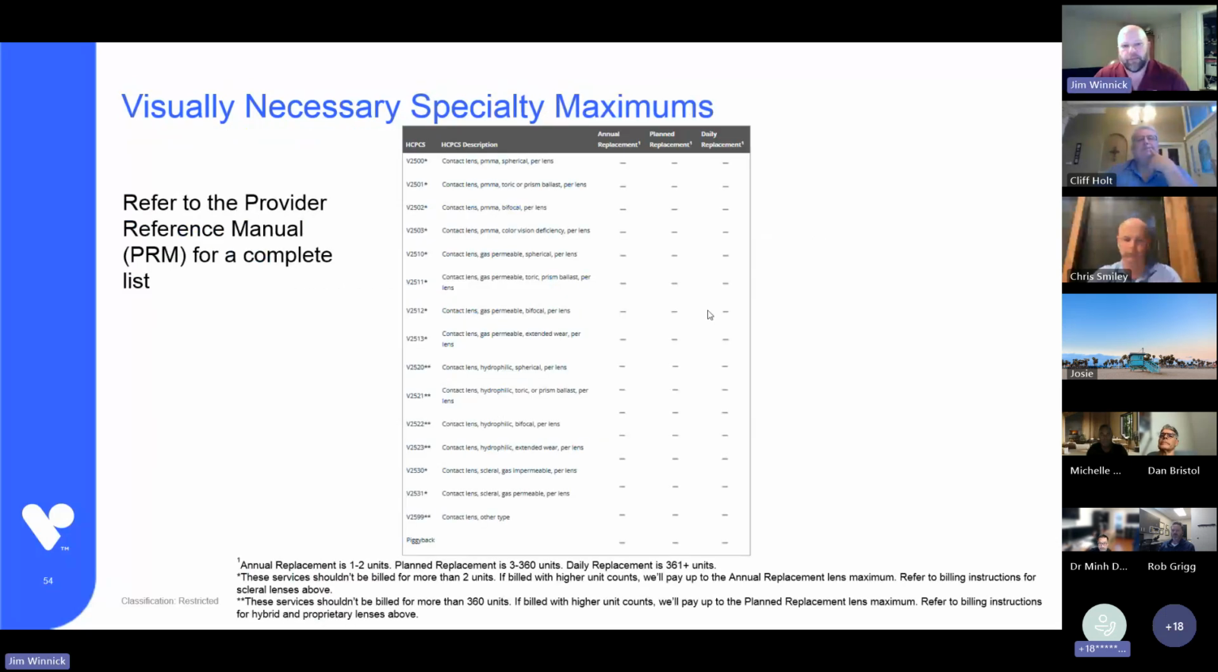This is the basic table of the visually necessary specialty maximums. It's the same exact table as you saw before, except the numbers are going to be different. So the advice from this presentation is, if you haven't already, you're going to be printing 3 things from the manual. You're going to be printing this visually necessary specialty maximums. You're going to print the visually necessary base and covered contact lens maximums, and you're going to print the diagnostic code tables. And those are your little Bibles for doing things correctly.